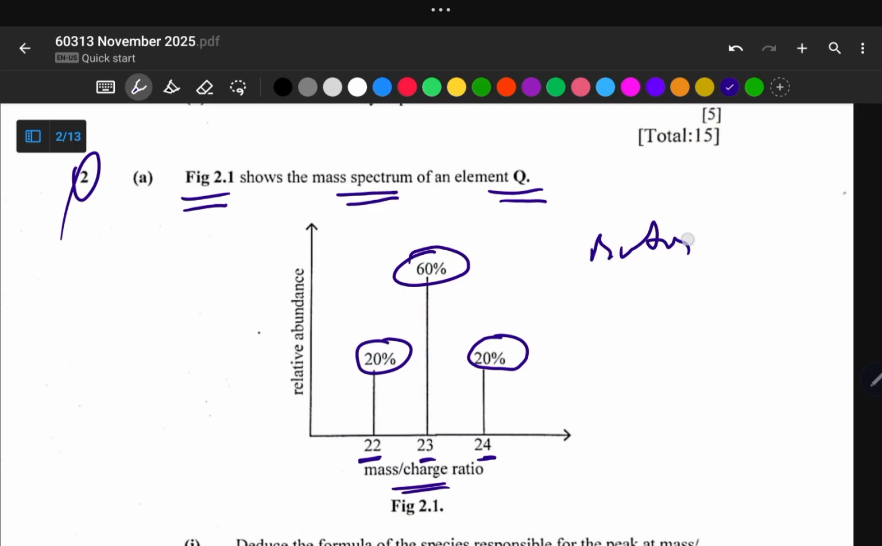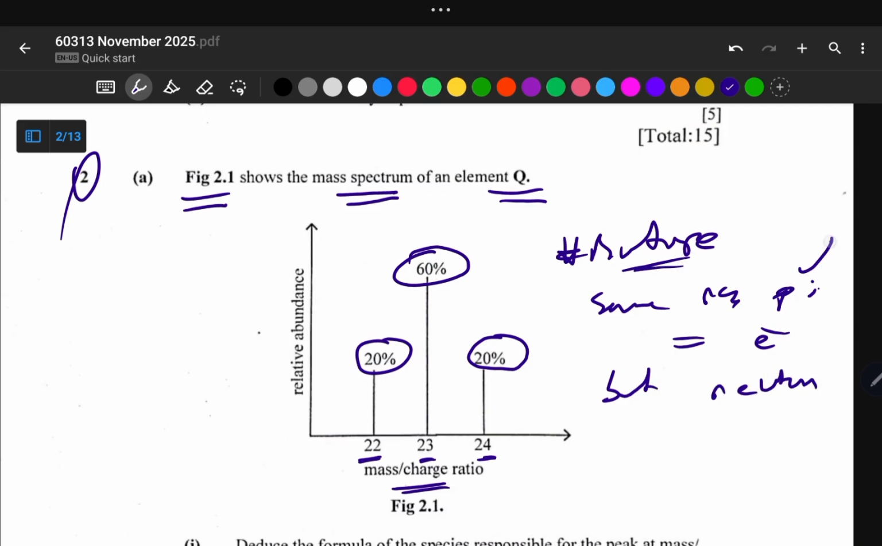So here we're given this isotope. Isotopes are defined as atoms of the same element with the same number of protons, same number of electrons, but a different number of neutrons. This is the definition of an isotope. This simply means we are going to have a different mass number, or what you call the nucleon number.